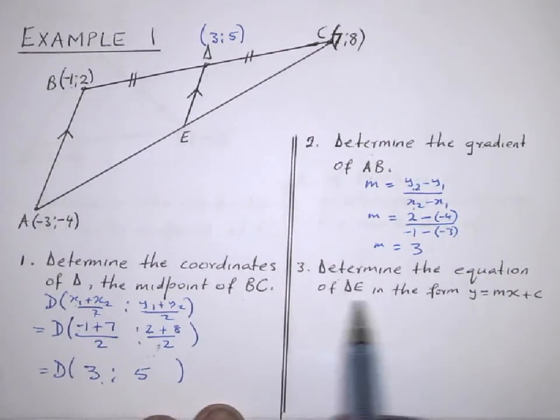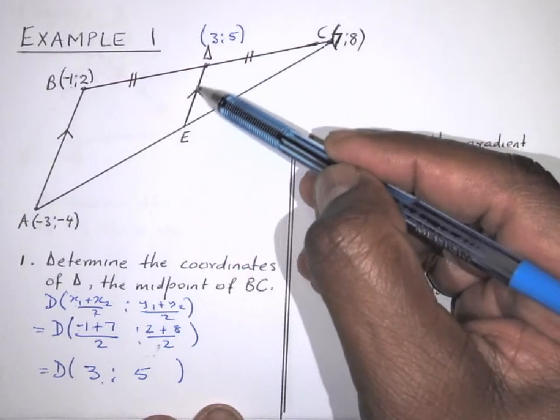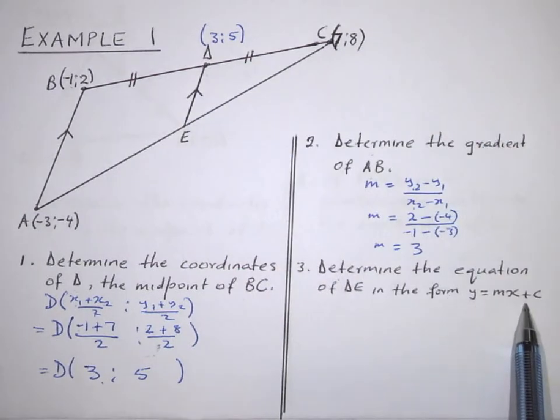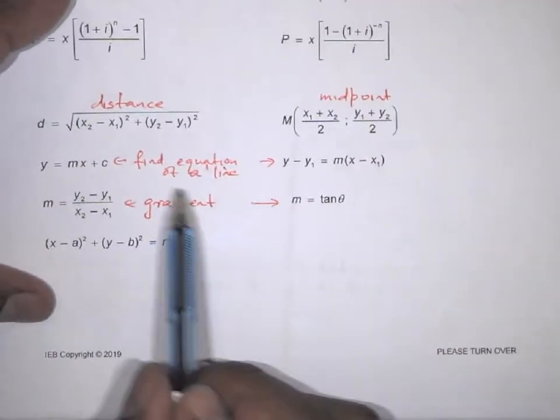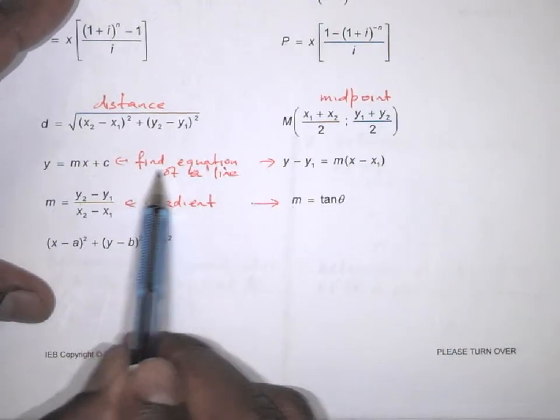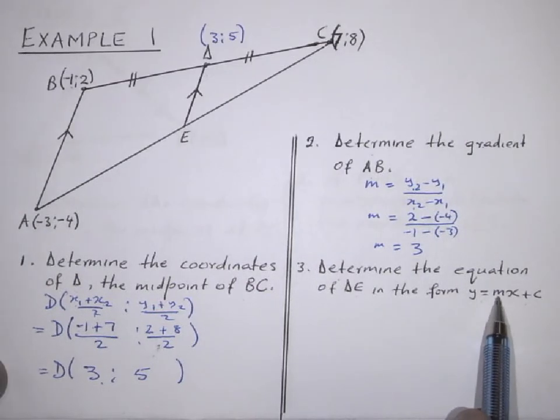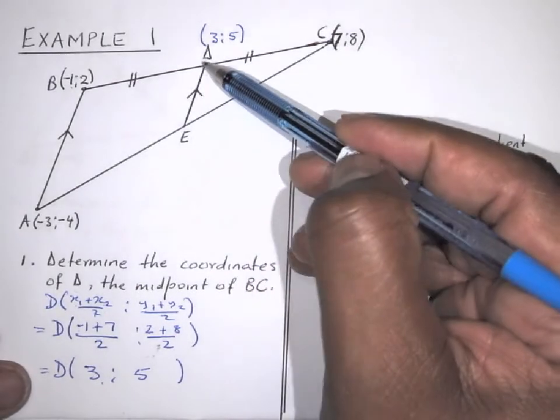determine the equation of DE. Now I want the equation of that line over there in the form y is equal to mx plus c. So we must write our answer in this format. We said that to find the equation, we'll use this equation that they gave us again. Now the equation has got m, but what is m? It is the gradient. Now how do we find the gradient?